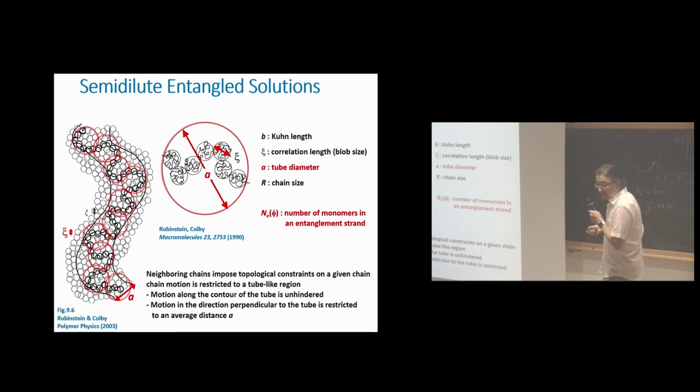The small circles are in fact correlation blobs. It's always space filling. And for a given chain here, emphasized here, its movement is topologically constrained by the neighboring chains, so it's like this chain is in a tube whose diameter is a. When you zoom in on this tube diameter a, you have part of a chain. This is an entanglement strand, a Gaussian chain of these correlation blobs. So let's study how this tube diameter a and the number of monomers in an entanglement strand, Ne, vary with the concentration. Okay?